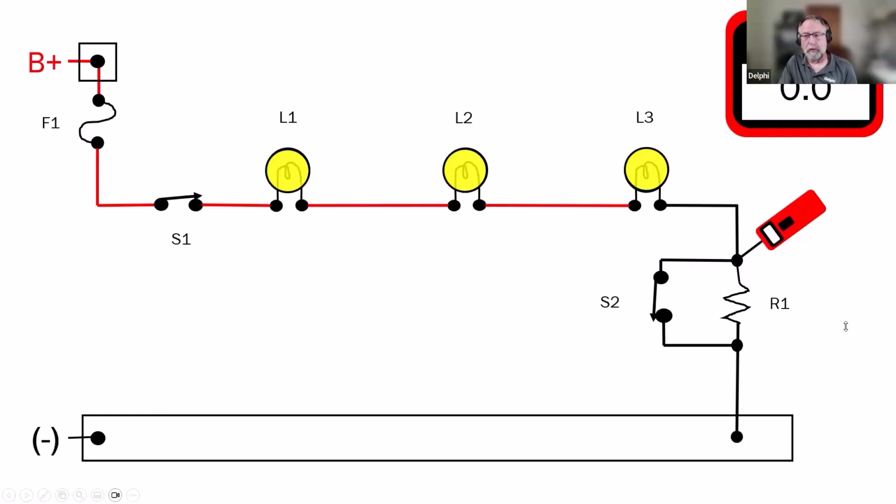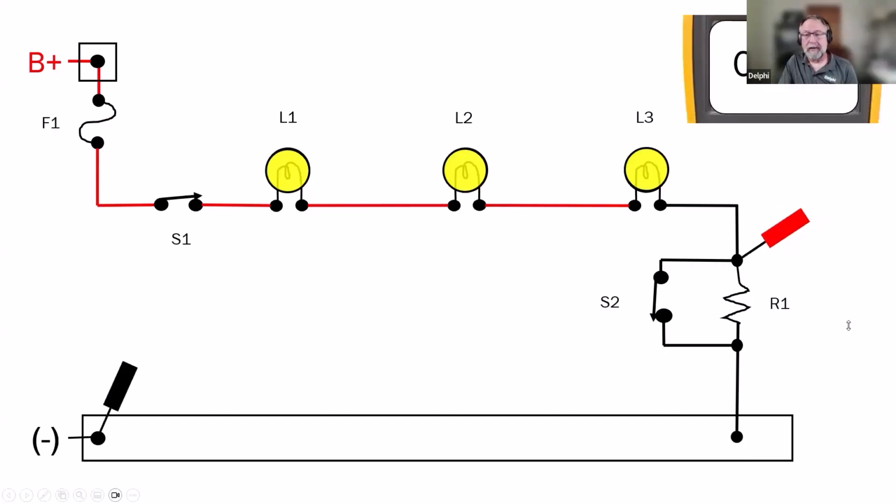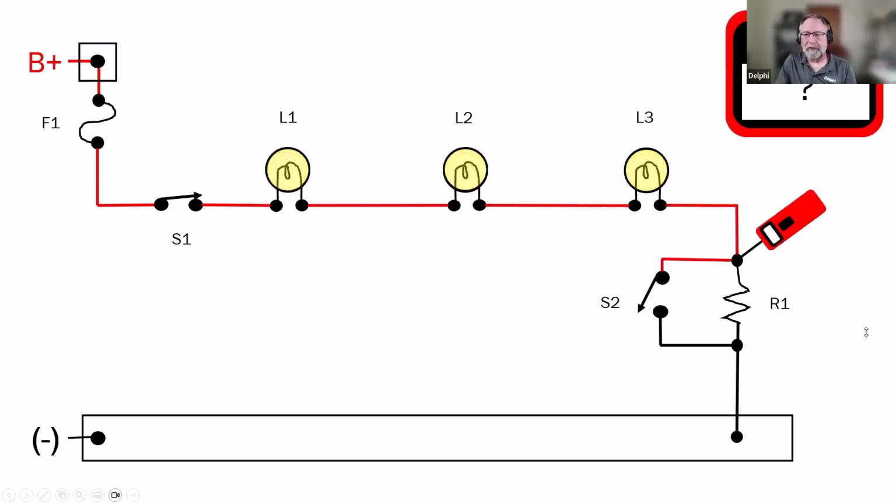It's telling us we have an adequate ground, right? Take a digital voltmeter, make the same measurement. Now you're going to see something to the magnitude of 0.06 volts or 60 millivolts, which would be perfectly acceptable voltage drop. Open up S2.